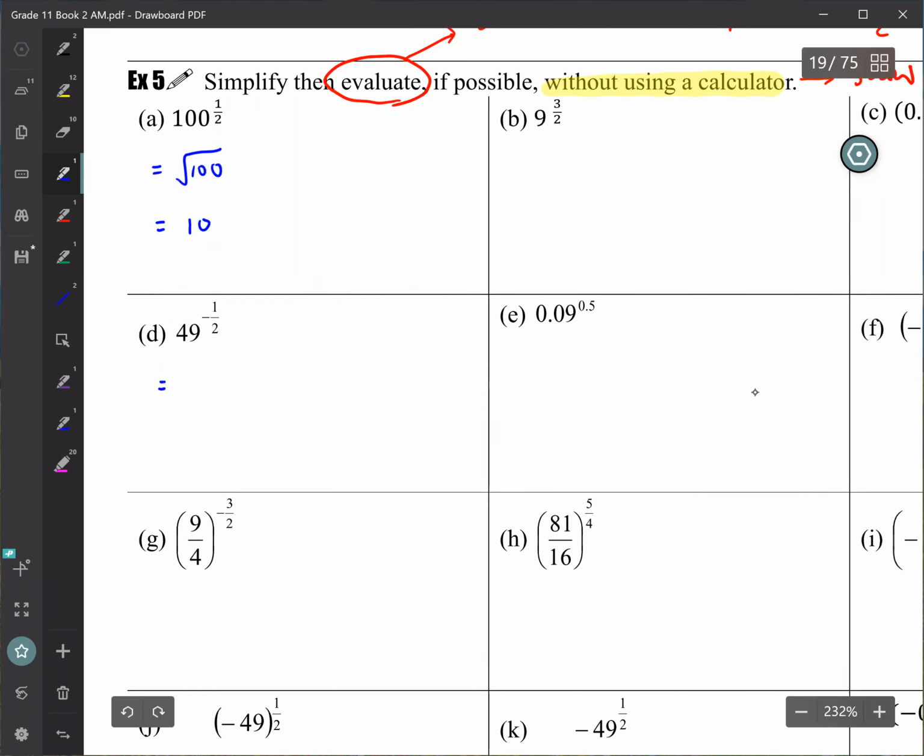Question B. We have a negative half, so we deal with the negative exponent first. The negative tells you to move it down. Half means square root, and then which is 1/7. So you see, you can show as many steps as you can.